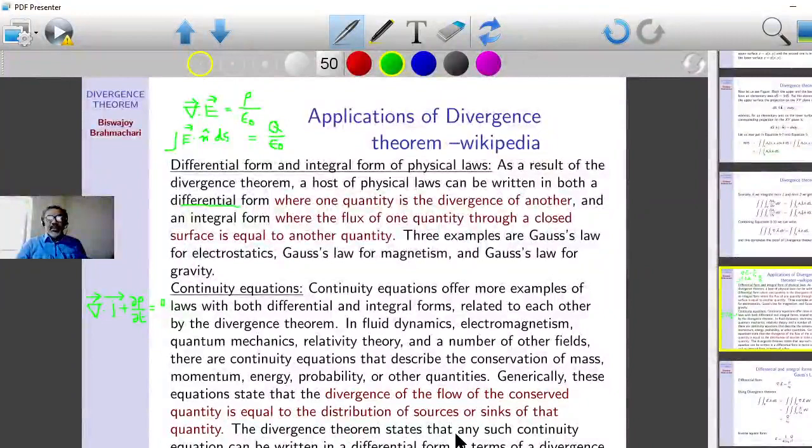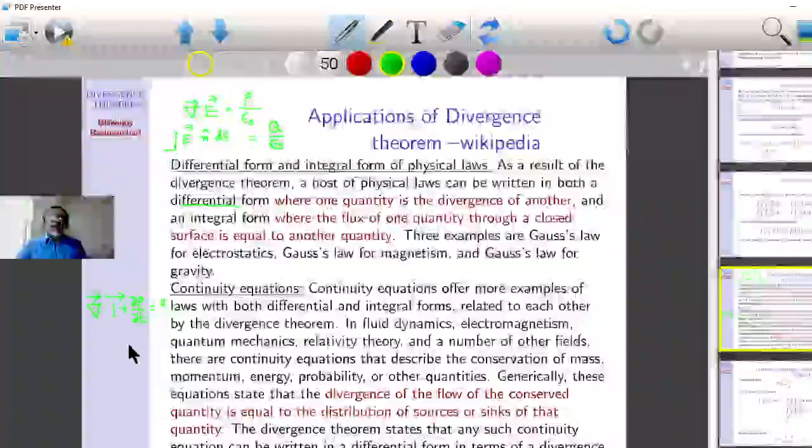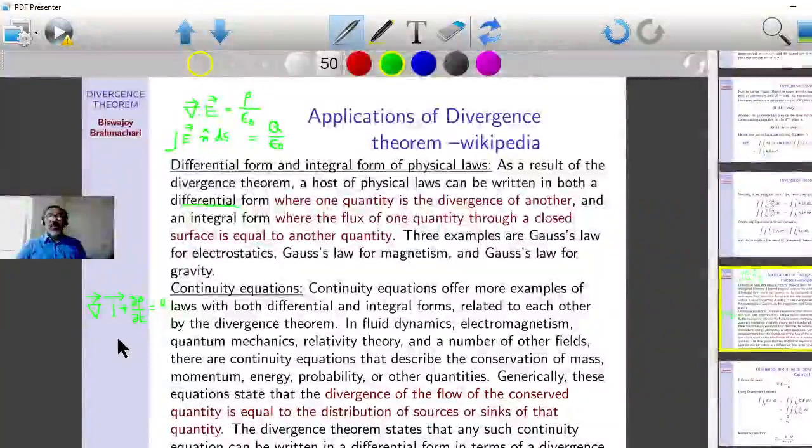The divergence theorem states that any such continuity equation can be written in two forms: the differential form and integral form. The divergence theorem states that any such continuity equation can be written in a differential form in terms of a divergence and integral form in terms of a flux.